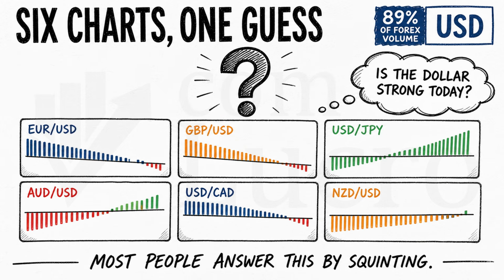The dollar is standing on the other side of almost everything you trade. We said it back in the very first video. Roughly 89% of all Forex volume has the dollar on one side of it. So on most mornings, your real first question isn't what is Euro USD doing? It's what is the dollar doing? And most beginners answer that by opening 6 charts, squinting at all of them, and taking a guess.